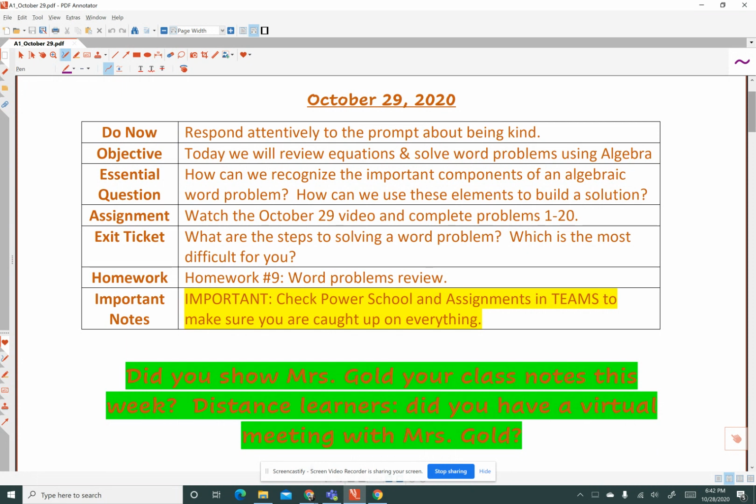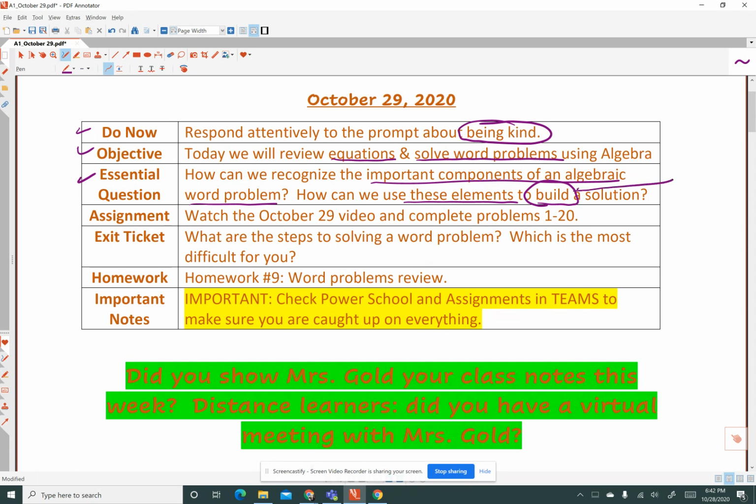For our Do Now, we have a prompt about being kind, and I'll ask you to respond attentively to that. We will review equations and solve a few more word problems using our algebra tools. So that's our Do Now and our objective. Our essential question is how can we recognize the important components of an algebraic word problem, and how can we use these elements to build a solution?